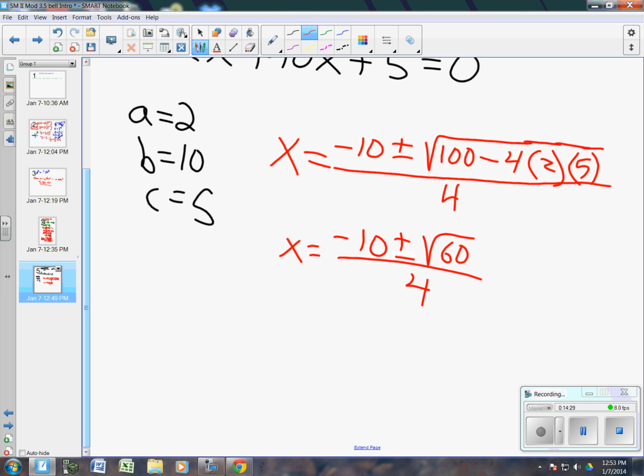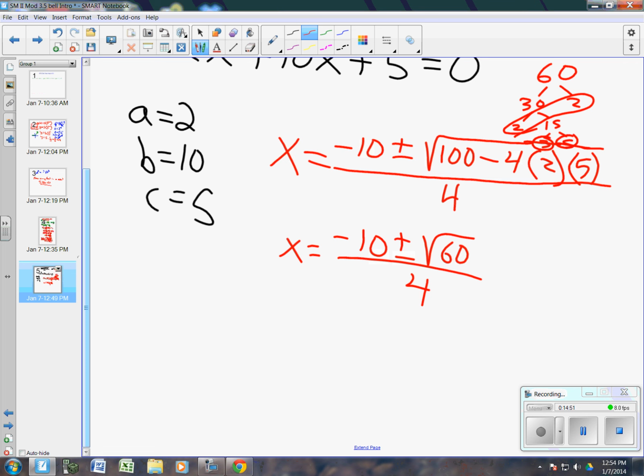But this one, do you guys remember how to break down 60? What does 60 break down to? 30 and 2. What does 30 break down to? 2 and 15. And what does 15 break down to? 3 and 5. I have a pair of something. What do I have a pair of? 2. And then what happens to these two loners, 3 and 5?